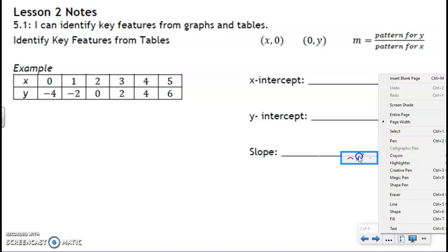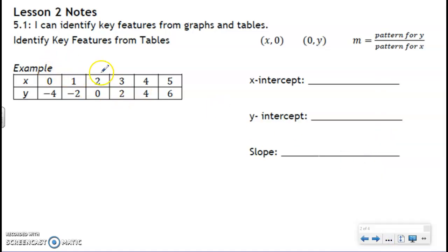So if we look at this first problem here, for my x-intercept, I'm always looking for a number, comma 0. Sorry, a number, comma 0. So I'm looking for my zeros here. The x-intercept always has a number for the x and a 0 for the y. The y-intercept has a 0 for the x and a number for the y.